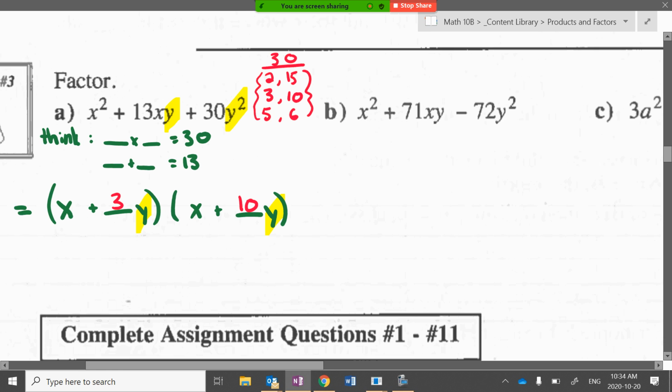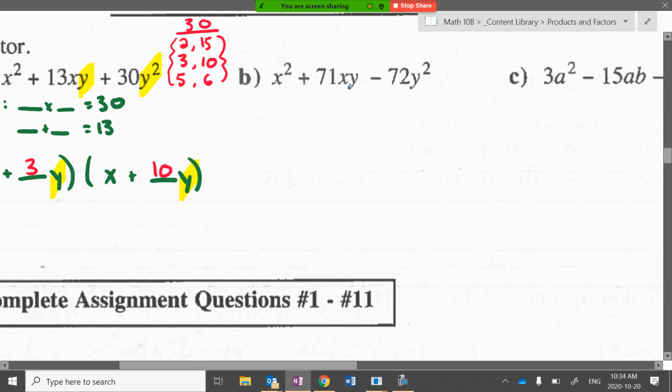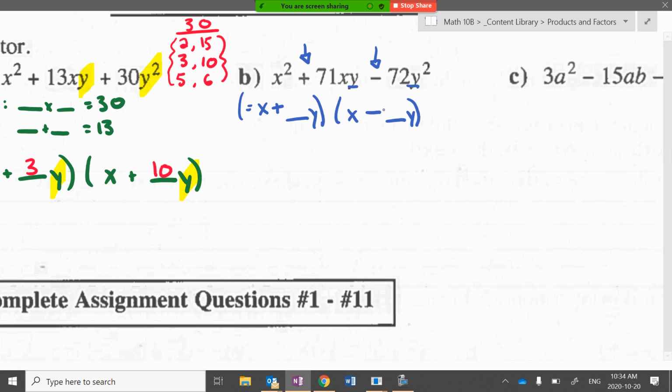Okay, my next one. We have that pesky y again. So I know I'm going to have x with y's on my end. Let's think about our signs now. This is a negative sign, but this is a positive sign. So that means one of these is going to be a plus, and one of those is going to be a minus. I also sometimes find it really helpful to draw out my template like this.